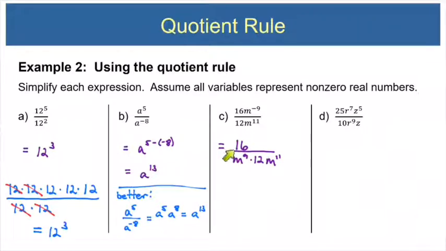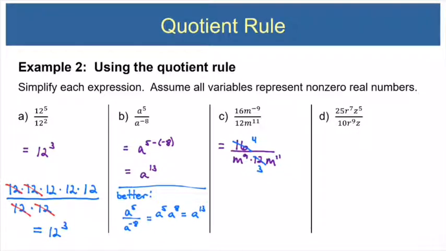And now we can do a little simplifying. Let's work with the coefficients first. So I see that we have 16 in the top and 12 in the bottom, and I know that both of these numbers can be divided by 4. So I'm going to mark those out. 16 divided by 4 is going to be 4, and 12 divided by 4 is going to be 3.